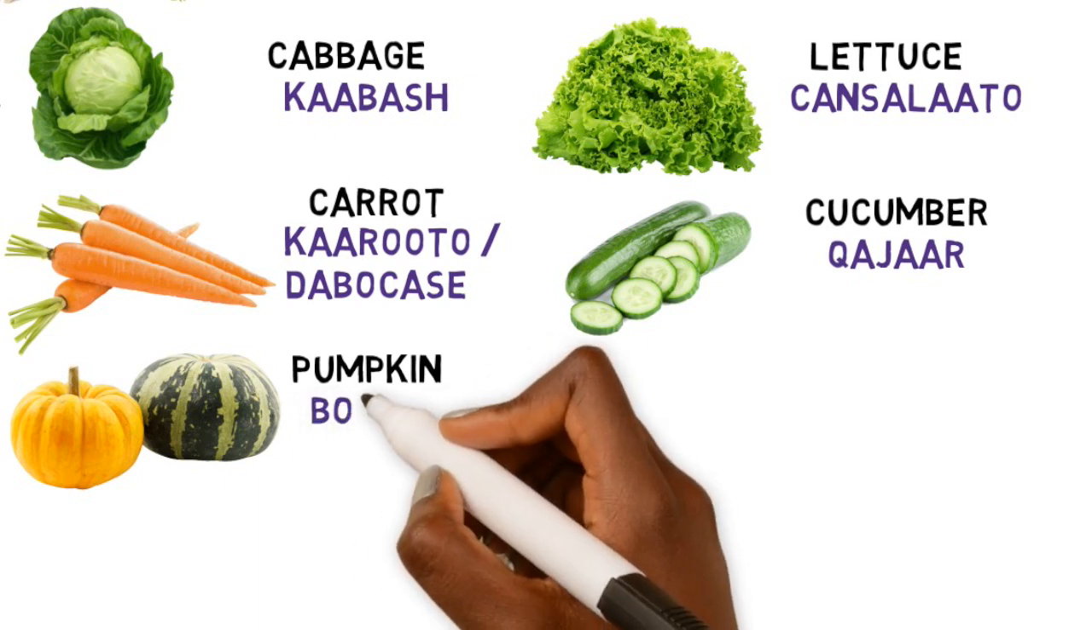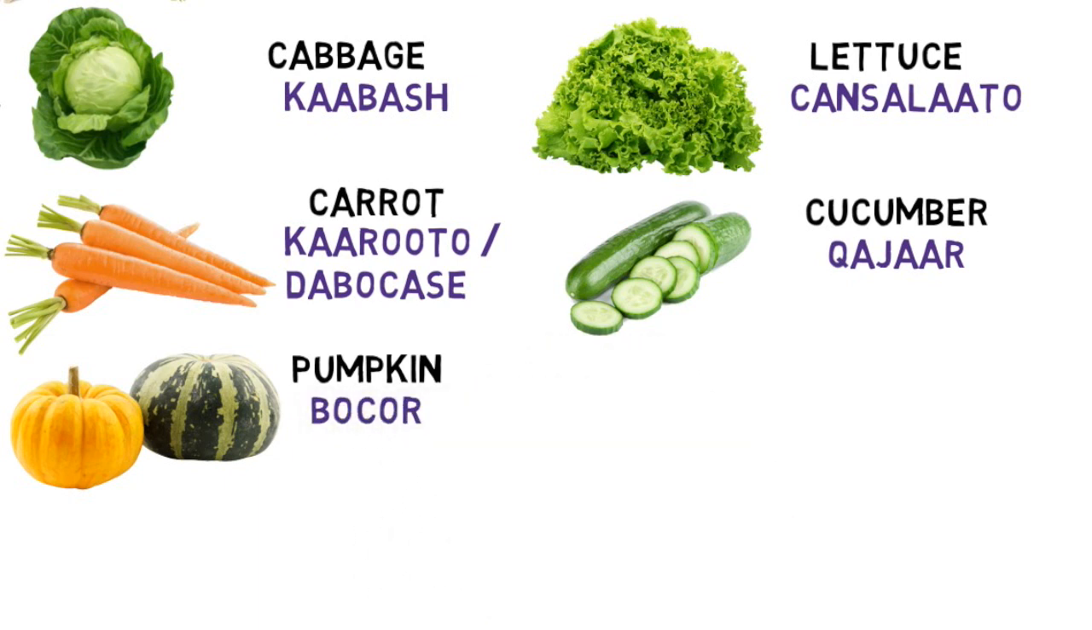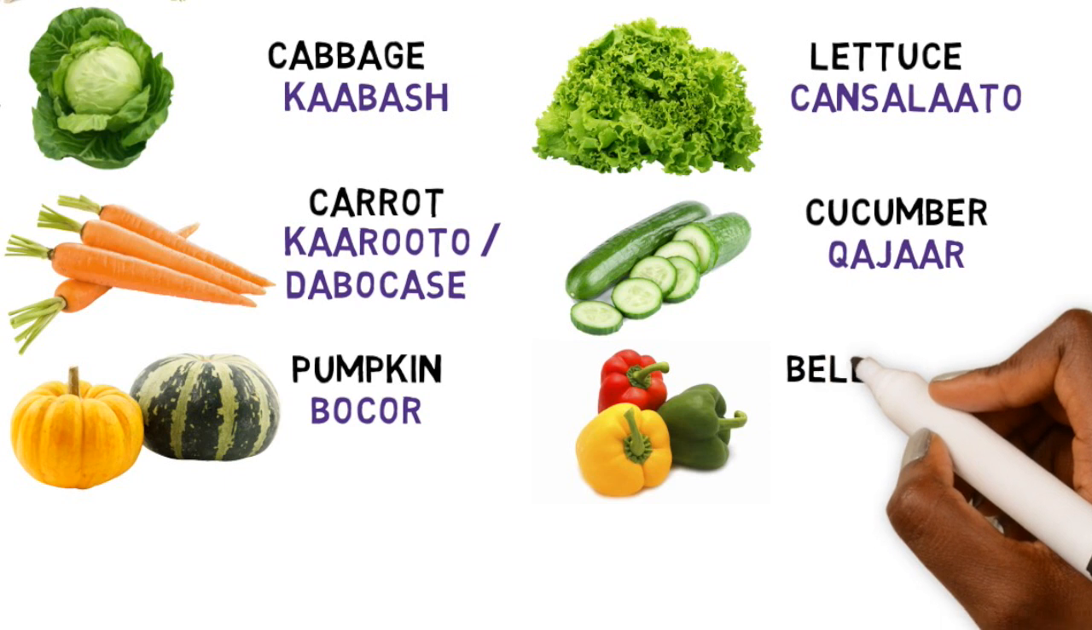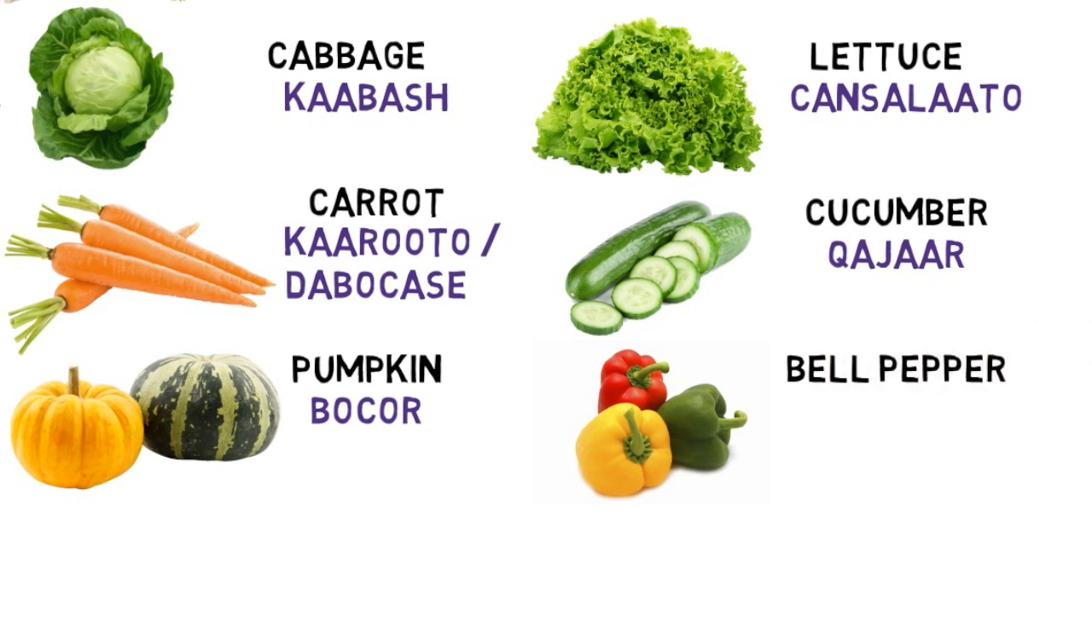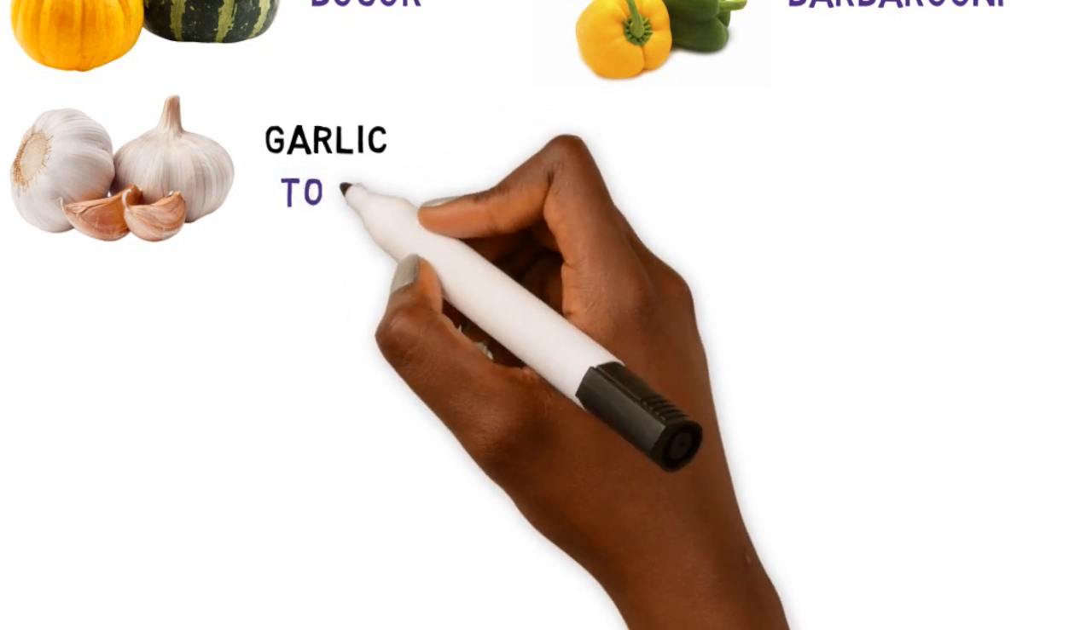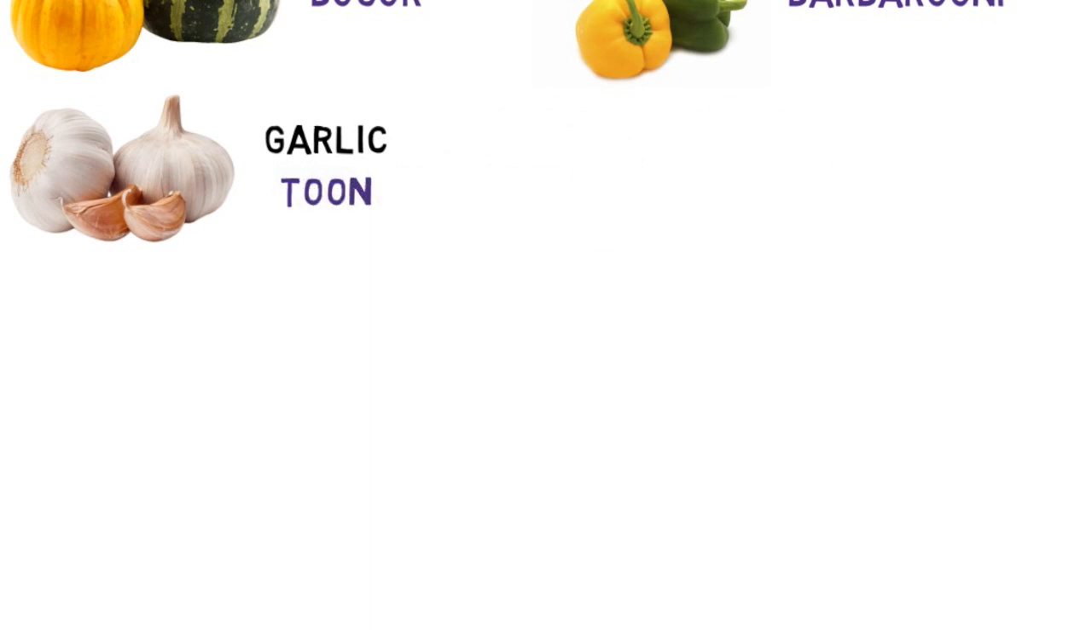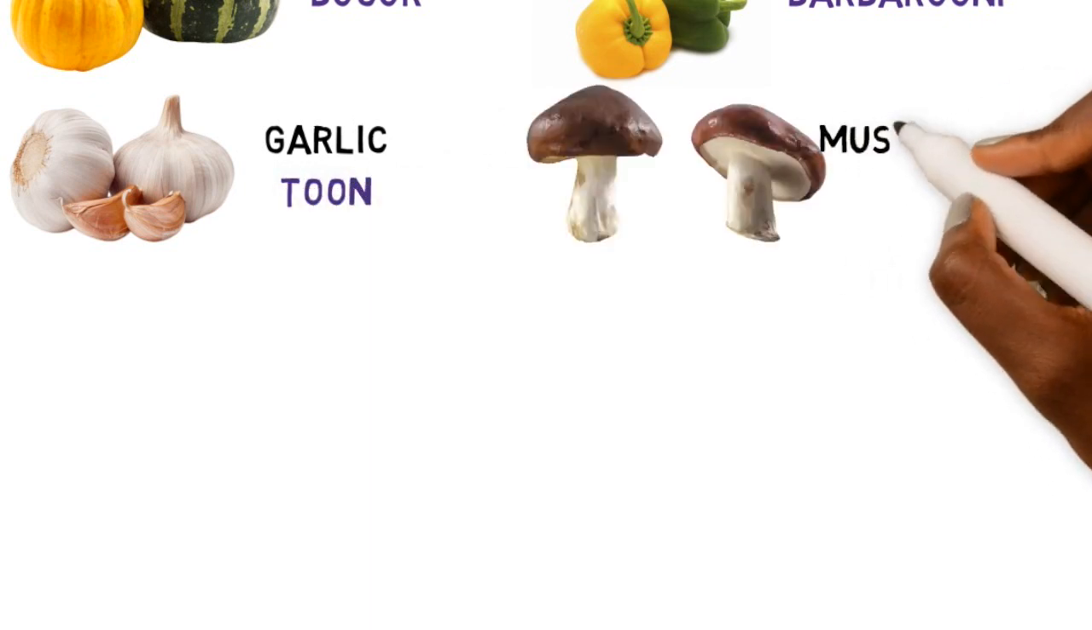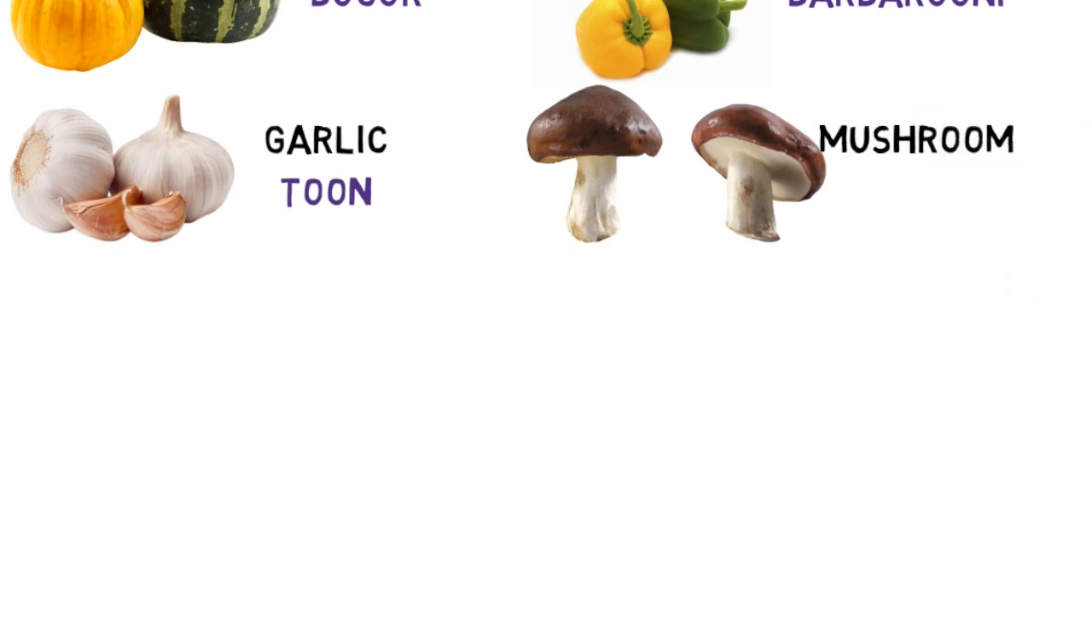Pumpkin is ba'or. While bell pepper is barbaroni. Garlic is toon. While mushroom is bokosha or barkin warabe.